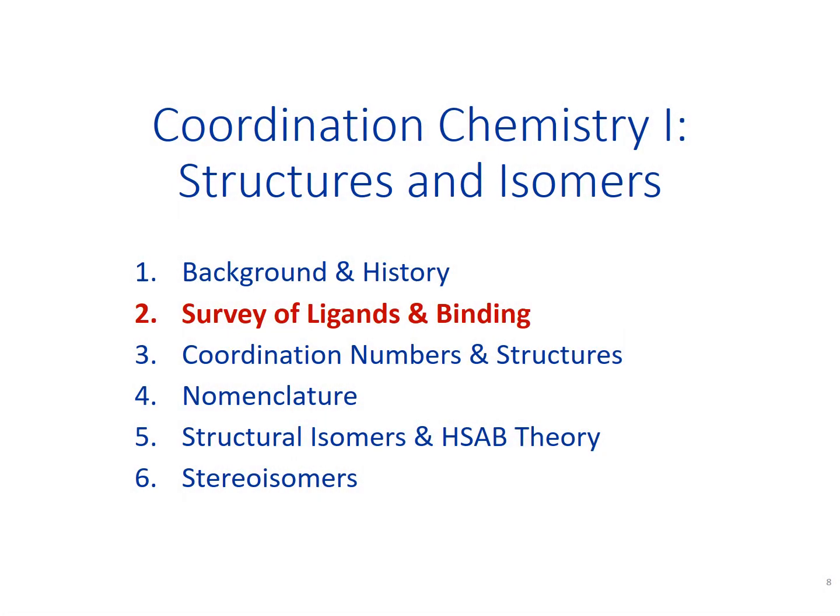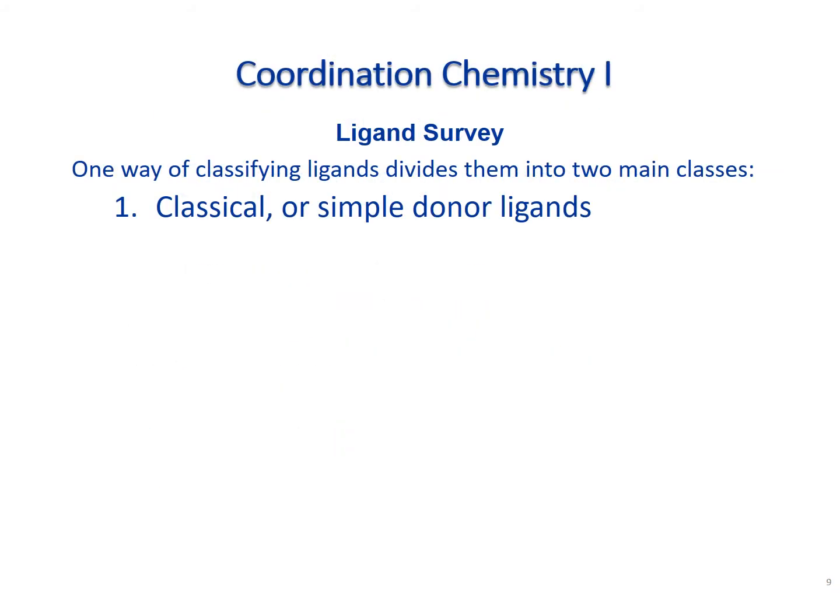Here we're going to talk about various ligands in coordination compounds, how they go about binding, and different types of ligands. So we can divide ligands into two different classes. One's classical or a simple donor ligand, and this is more along the lines of what we've discussed.